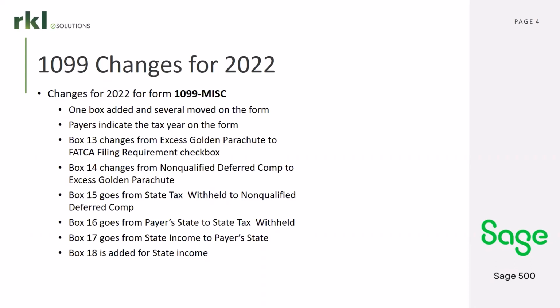The only other change is that the FATCA filing requirements checkbox, which was already there on prior year forms, has been given a number, and they gave it number 13. Therefore, they had to push out the numbers, increment the numbers by 1 for all the other boxes. So 13 through 17 from last year became 14 to 18 this year. Let's go to the next slide. You can kind of see what I'm talking about.